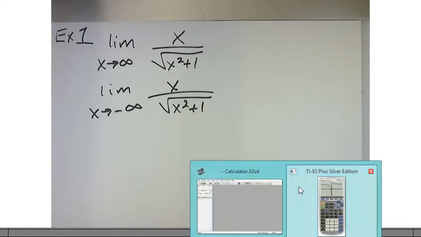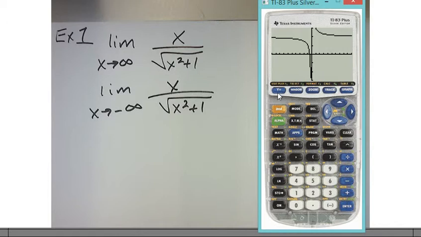So I'm going to come into the calculator here. Wait, can you graph infinity though? Huh? Can I do what? Never mind. I didn't hear what you said.